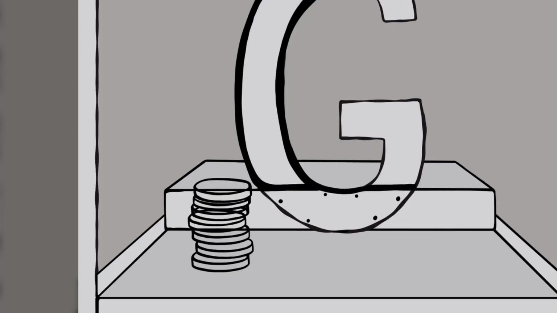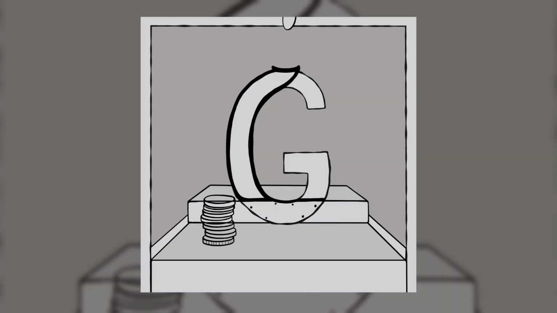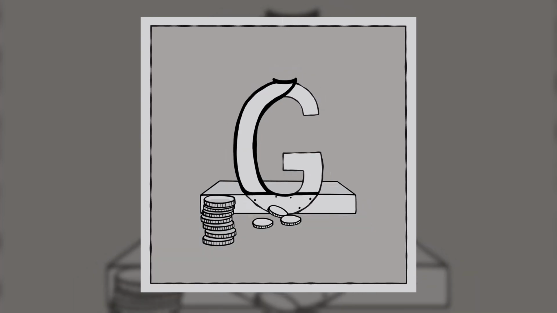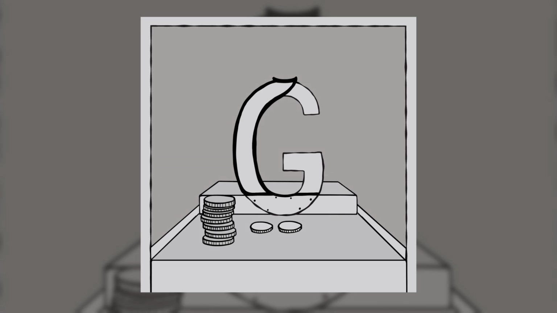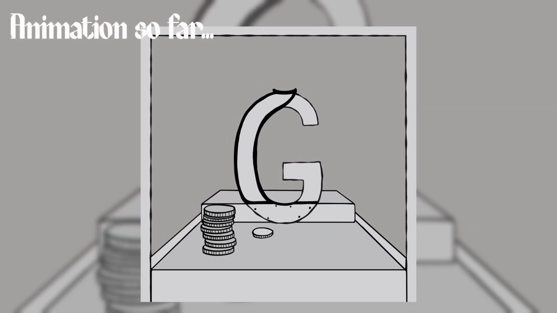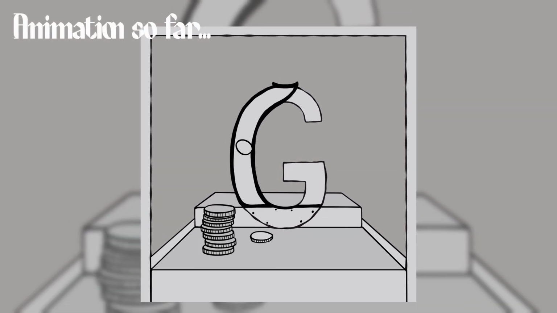There's just loads of coins and loads of singular items that have to be animated separately for this to become realistic. So currently I'm trying to figure out how to simplify the animation or how to create the illusion of a lot of objects moving. And until I figure that out, here's the G animation so far.